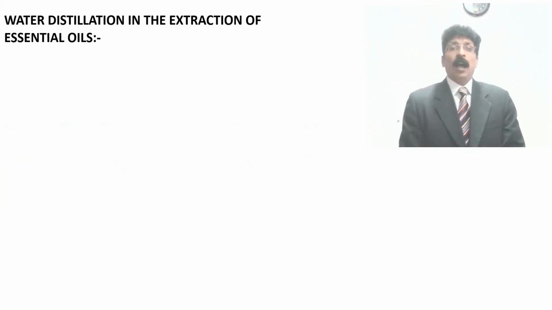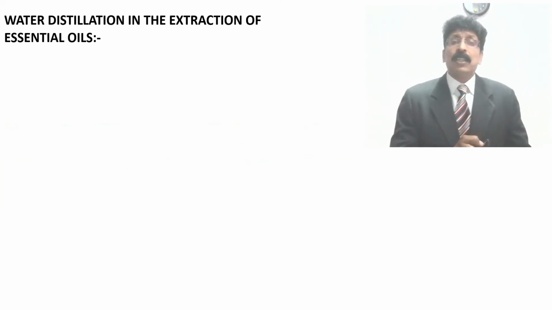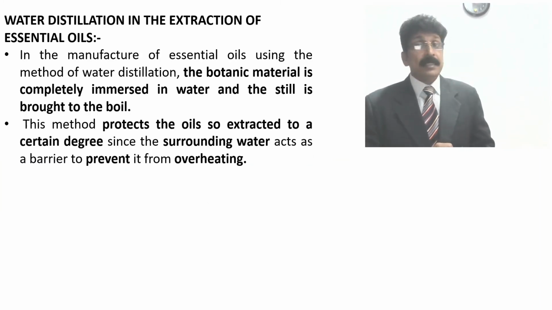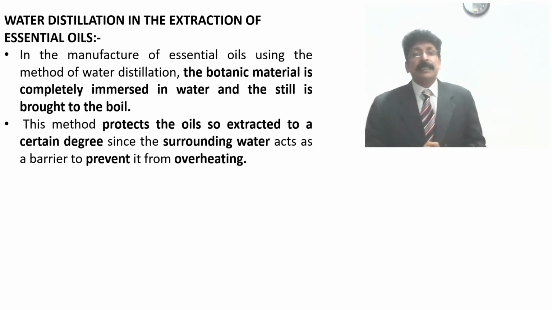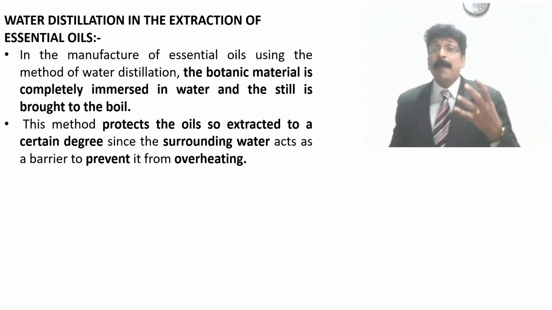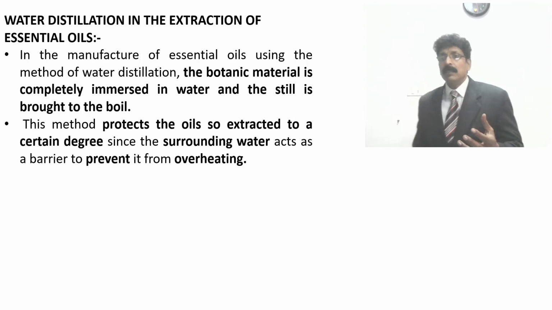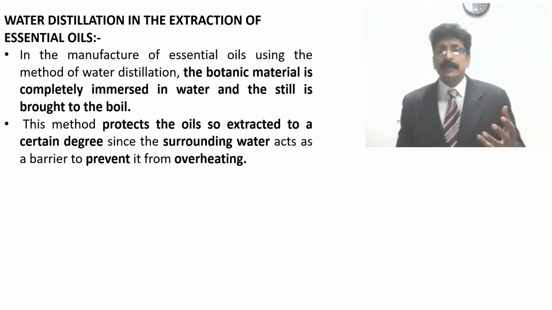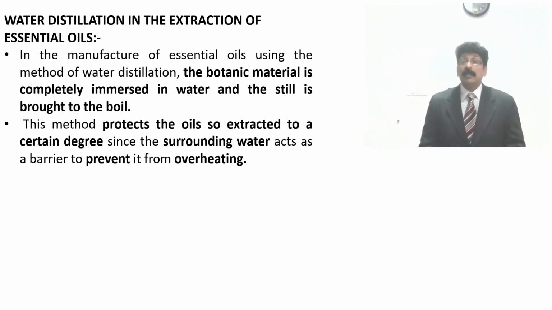And now we are coming to the next step, water distillation in the extraction of essential oil. This is the second method. In the manufacturing of essential oil, using the method of water distillation, the botanical material may be leaf, maybe the skin of the fruit, or maybe flower, why not, maybe bark, maybe root, maybe even the outer skin of the bark, cork, you can say.